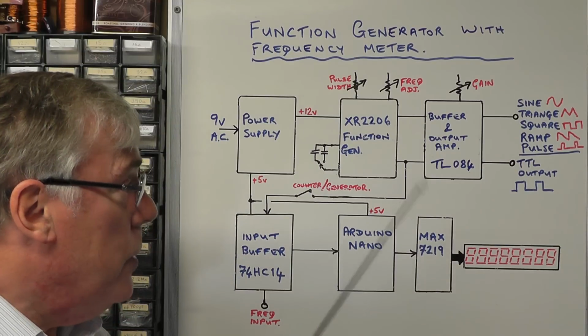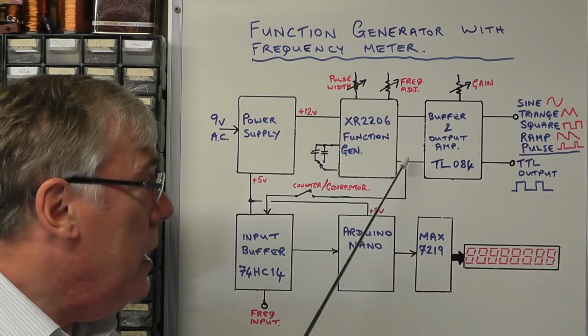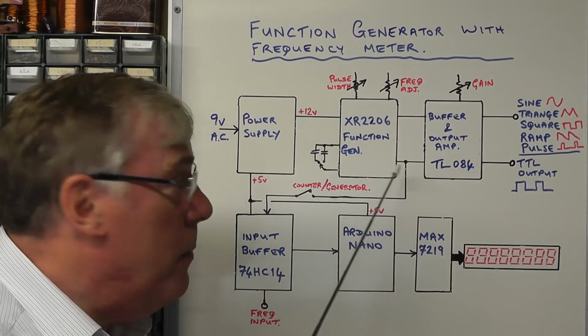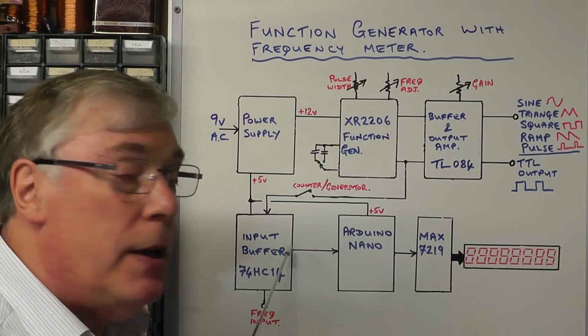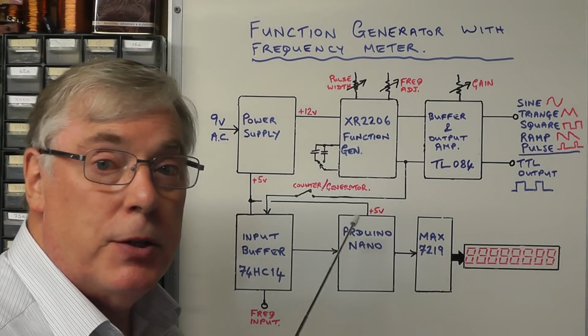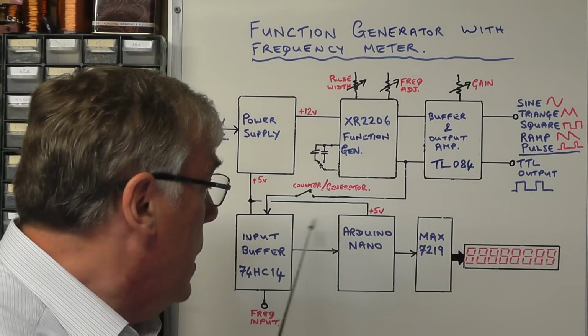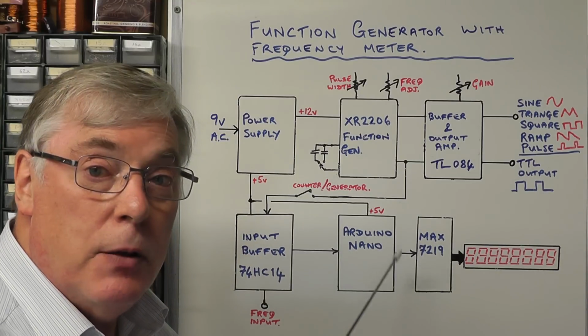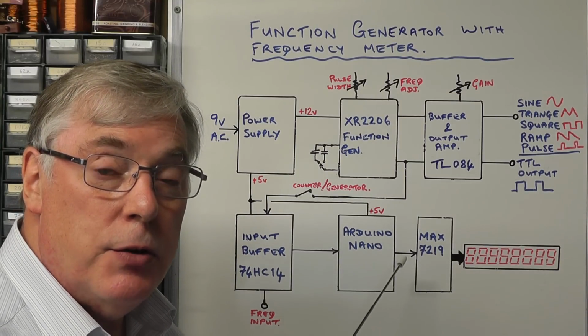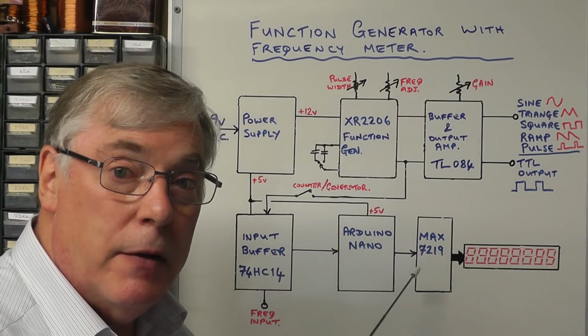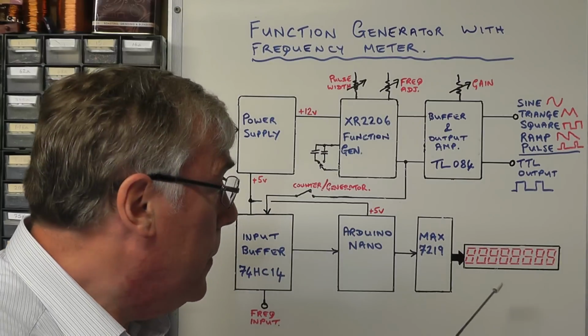So in order to do that, we will be taking the square wave output from the function generator, feeding it through a buffer, probably something like a Schmitt trigger, and then feeding that into the Arduino Nano to then trigger the signal in there to give us the frequency reading output.